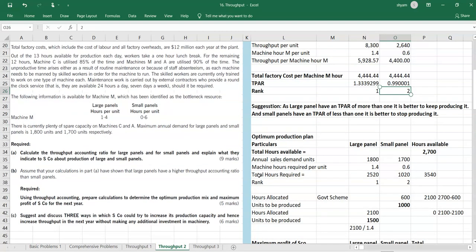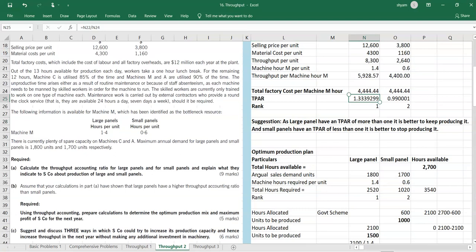And thereafter the question asks for a suggestion. As per the TPAR, 1.33 means that you can produce the item. Anything below 1 you should not produce the item, but for small panel it is 0.99. That means you should not produce the product at all. Every product you produce is only a loss making for you. So that is the suggestion we have written.